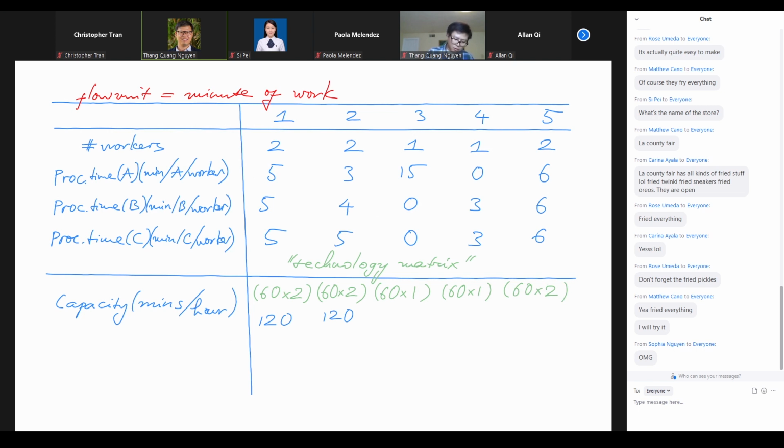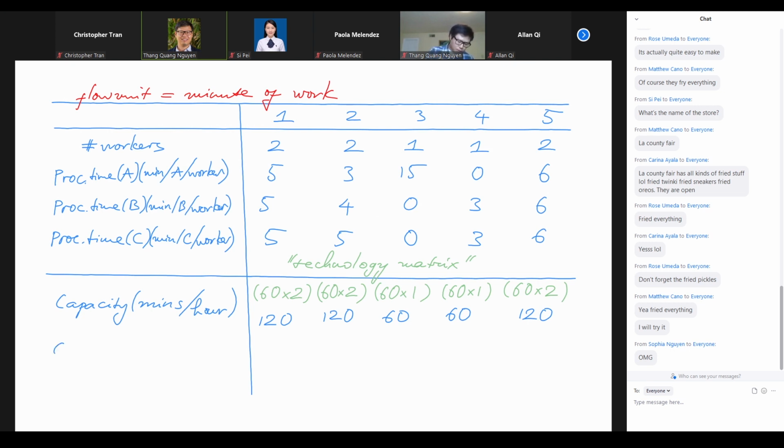So at station 3, because there's only one worker, that worker can only offer 60 minutes per hour. Minutes of work or minutes of service, right? For 4 and 5, the two workers can offer a total of 120 minutes of work per hour, right? So we do this as the basis so that we can scale it up for the whole day. Because at the end of the day, they talk about how many ice cream per day, how many burgers per day, and the workday is 8 hours, right? So now we can scale it up for the whole day.